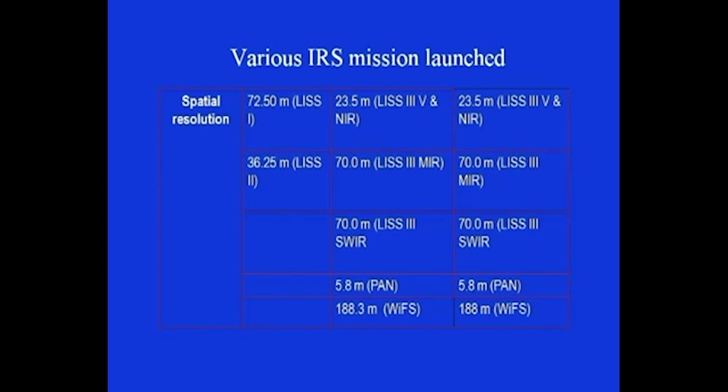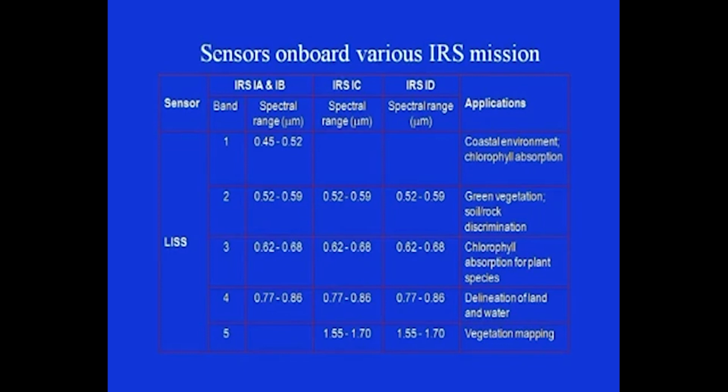The specifications remained same for IRS-1D in terms of spatial resolution. When we look at the PAN sensors, these PAN sensors have resolution of varying nature, but the spectral region in which it is collecting data for IRS-1C and 1D, it is between 0.5 to 0.75, and it is useful for resource identification.